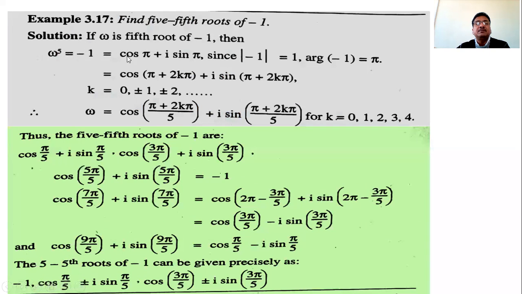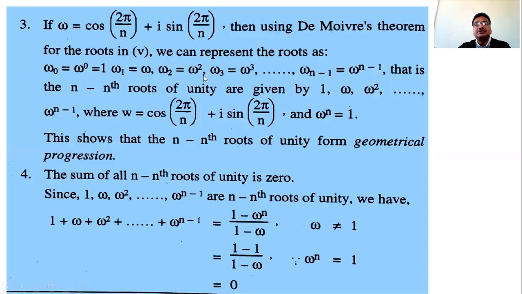And the minus 1 in polar form is cos pi plus i sin pi, because modulus of minus 1 is 1 and argument is pi. This is the polar form of the number minus 1, cos pi plus i sin pi. We know that cos pi is minus 1, sin pi is 0. Then add 2k pi. Same procedure here.